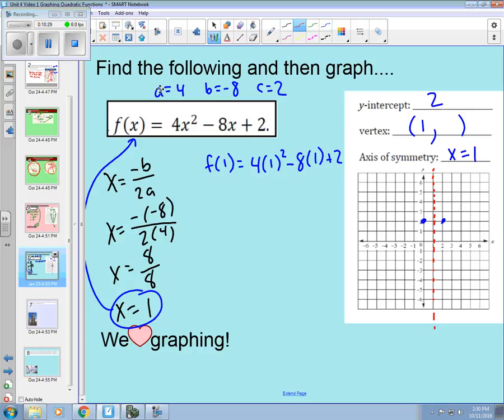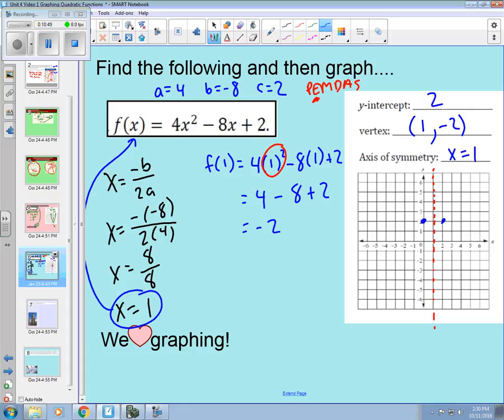Order of operations, our little PEMDAS saying, says do parentheses, which we already did. Exponents come next. You got to do this part first and square 1. 1 squared is 1. 1 times 4 is 4. 8 times 1 is 8. If you solve that out, you should have gotten -2.